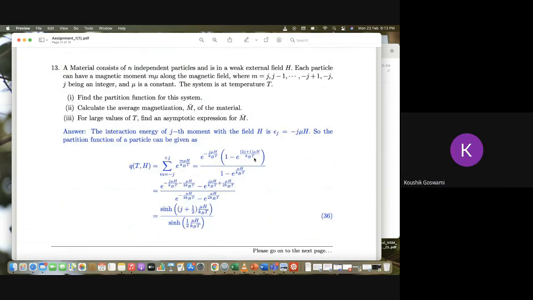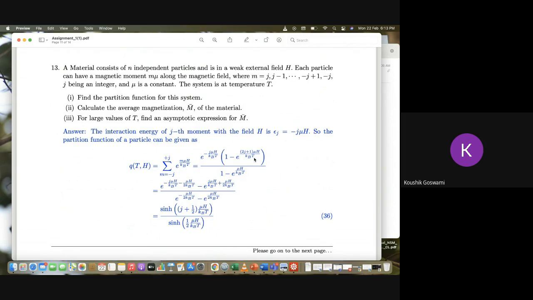So there are n independent particles and they are in a weak external field H. First let me take one independent particle. For one independent particle the moment goes from minus j to plus j. So the interaction energy for moment j will be minus j mu H. This is the interaction energy. Then we can calculate the partition function using e to the power minus beta H. That we have done in the first line of the 36.